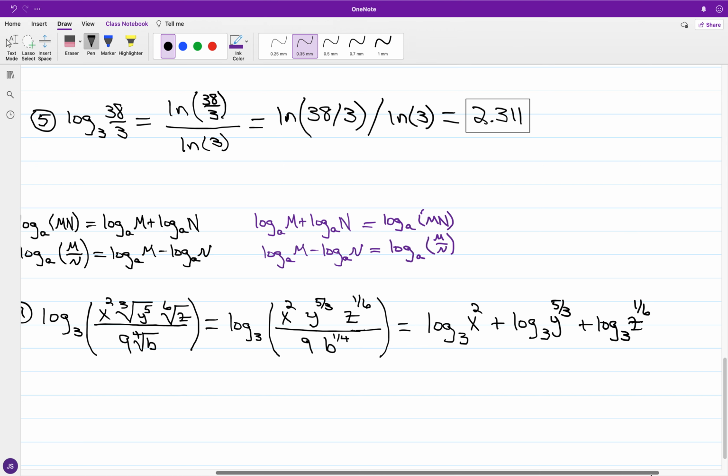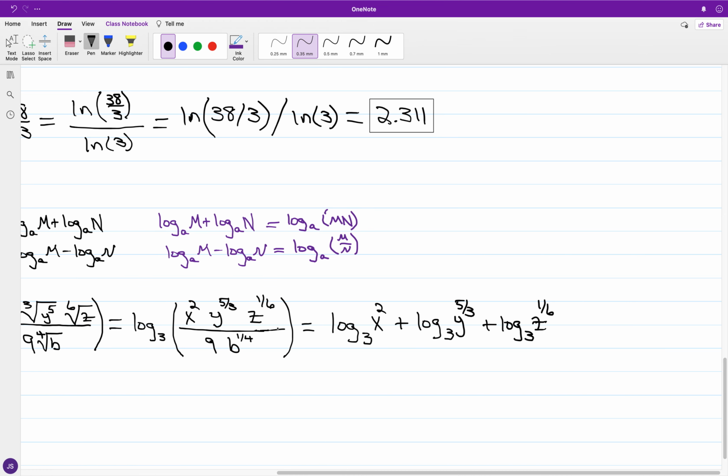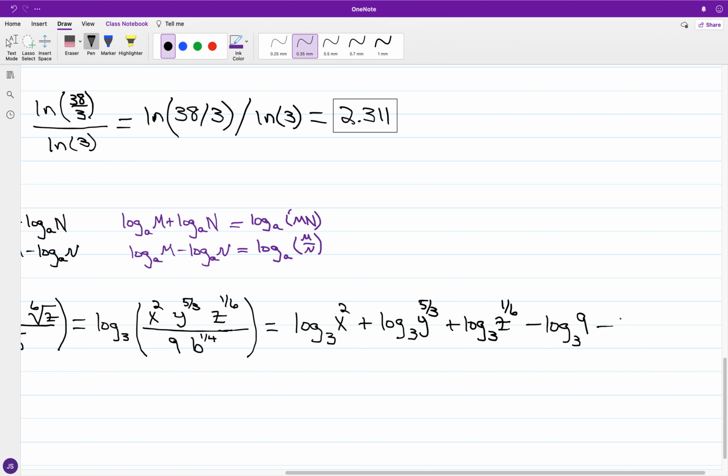Okay. And now for what I have at the bottom, okay, in the expanded notation, okay, 9 and b to the 1/4 will be attachments to negative base 3 logarithmic terms again. So you have anything that is in the denominator, there will be attachments of negative logarithmic terms in the expansion. So here we'll have minus the base 3 logarithm of 9. And we have minus the base 3 logarithm of b to the 1/4.